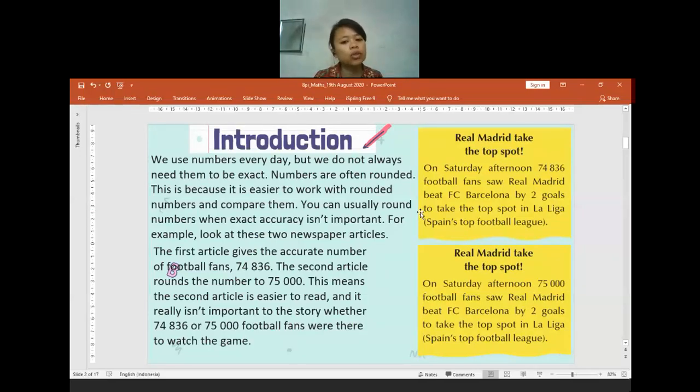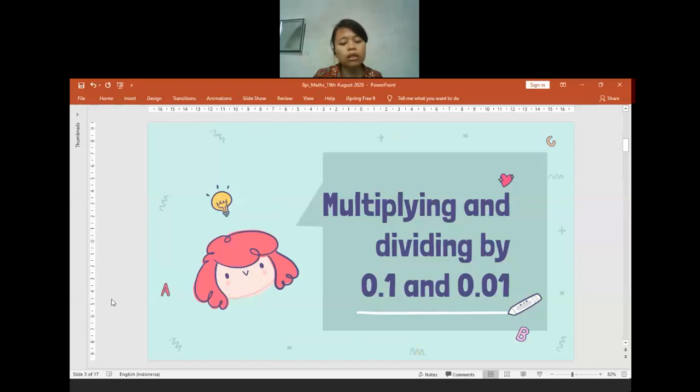Sometimes in the news it will be hard if we mention the number in detail, like we have to tell there are 74,836 something. There are too many numbers that we need to mention. It will be better if we just mention it's around 75,000, so it will be easier to tell and something like that. That's why we do need to learn the rounding off.